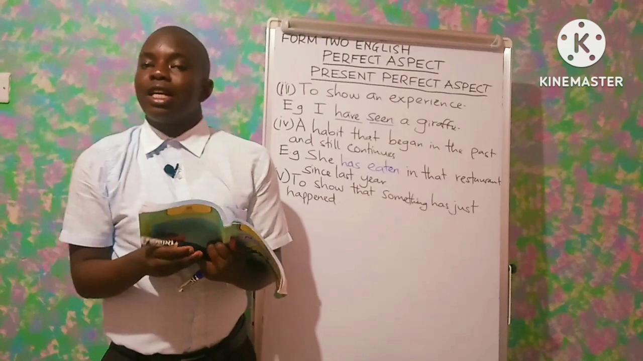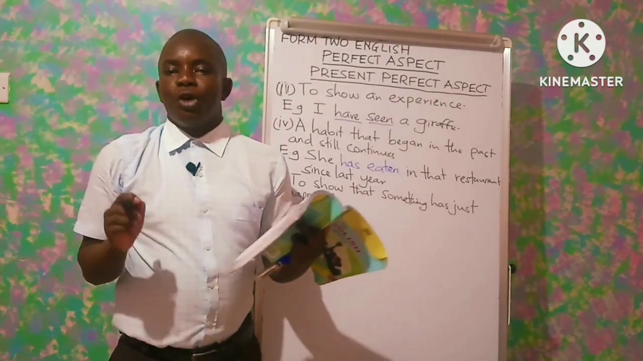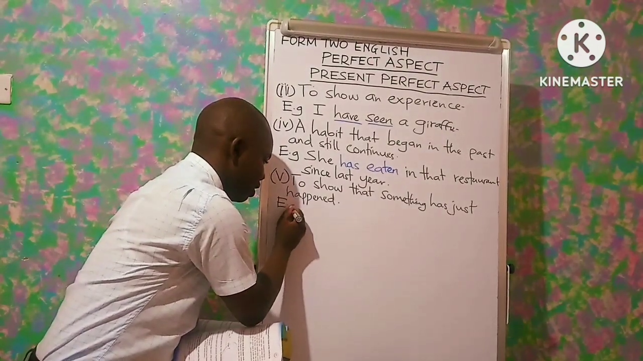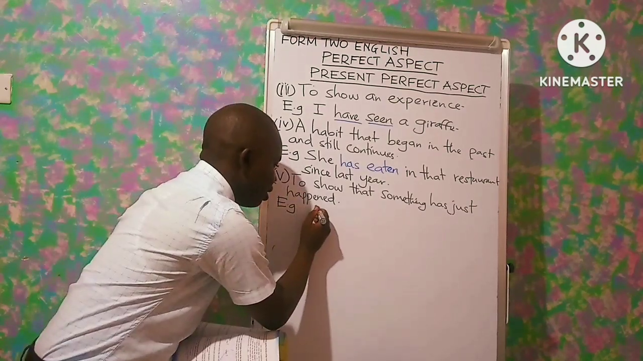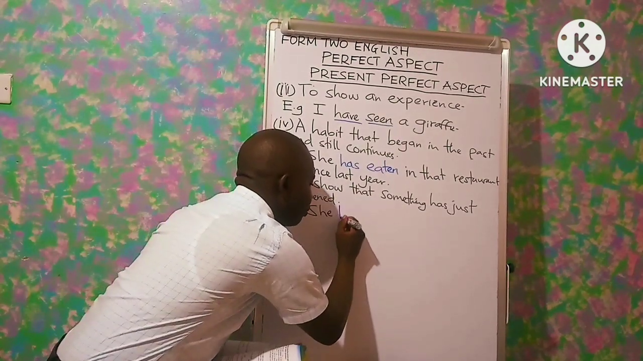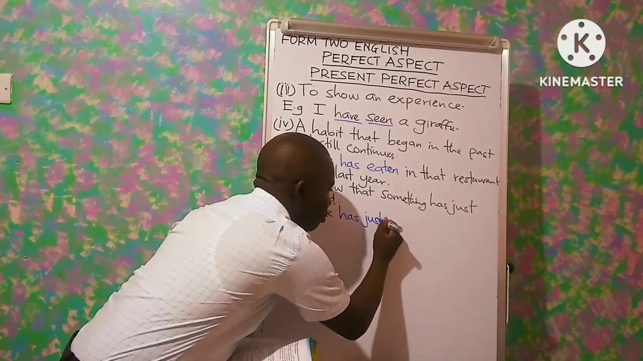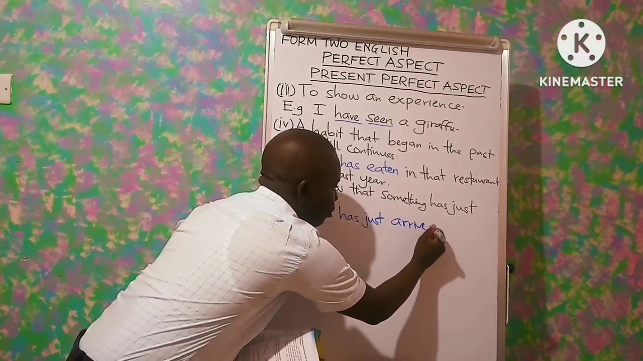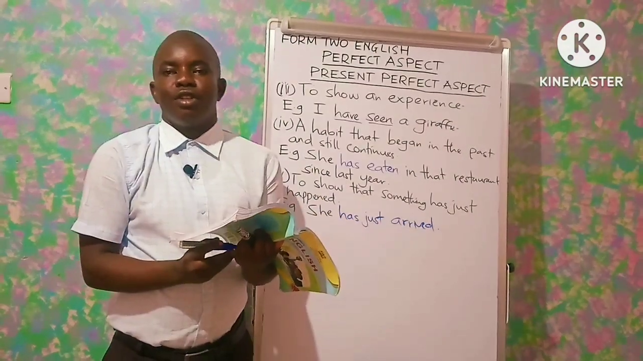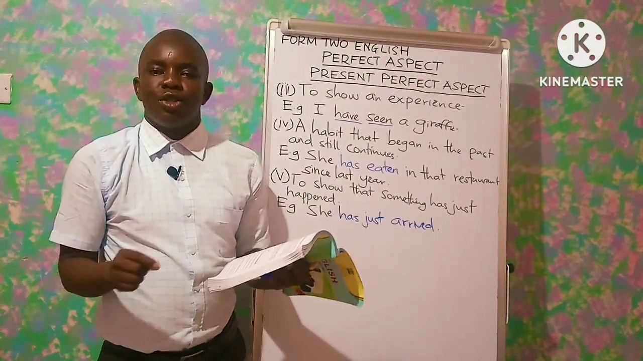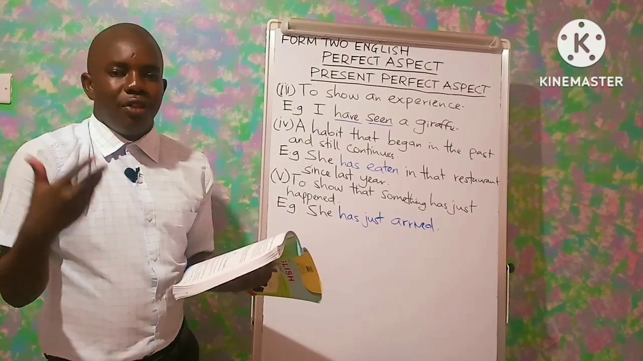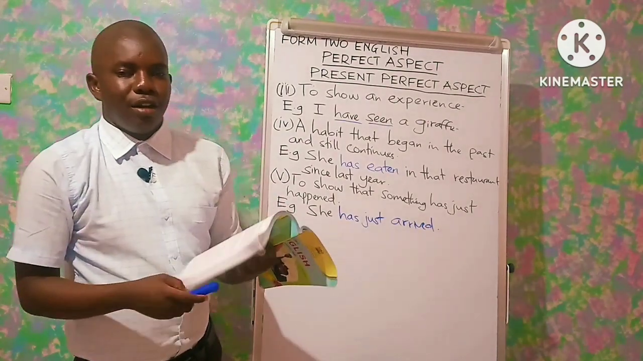When we want to show that something has just happened, then we also use present perfect aspect. She has just arrived. So in such an instance, we place just between the verb to have and the past participle form of the main verb.